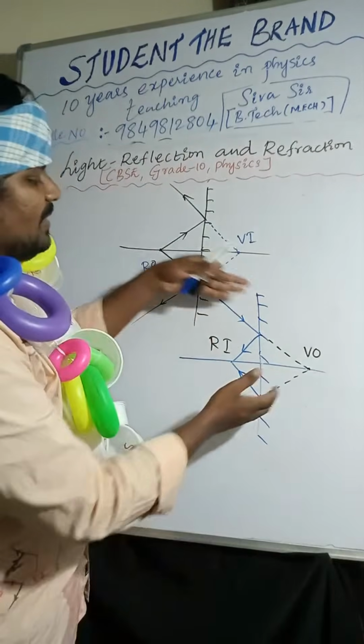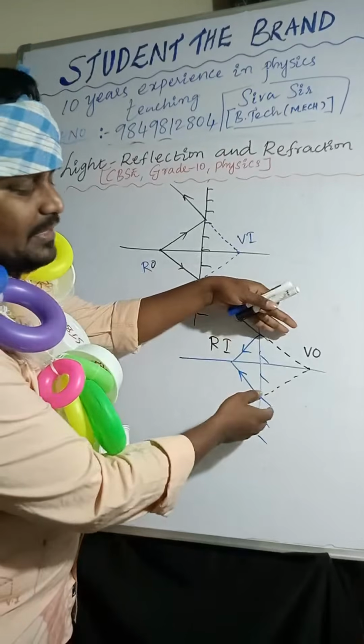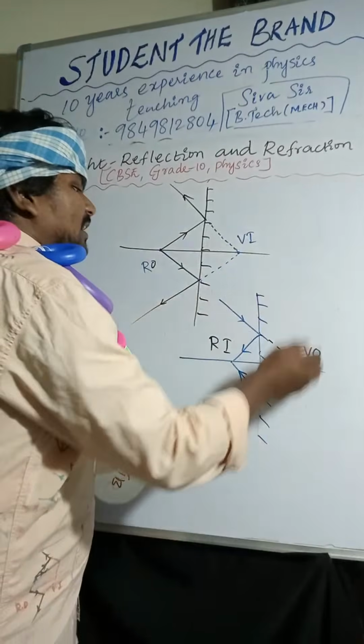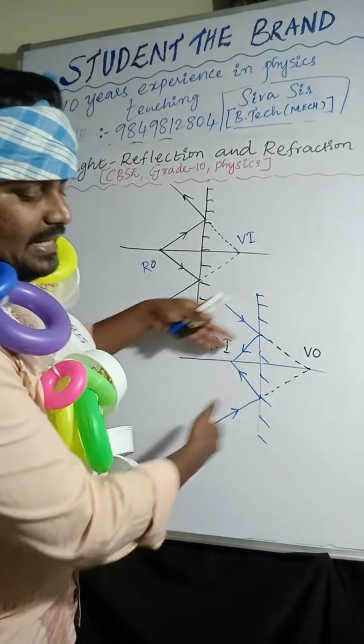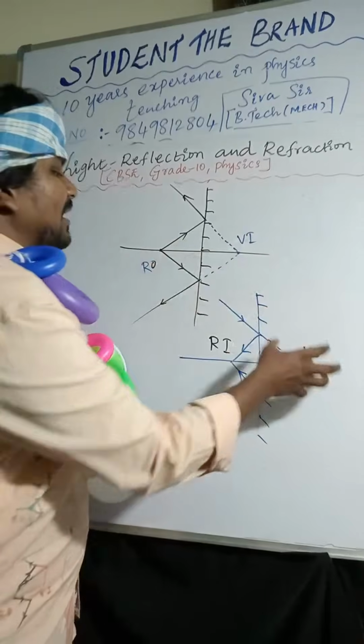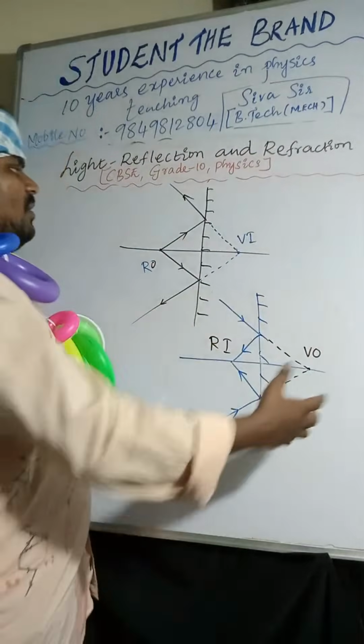We're extending the incident light rays. Their image is a virtual object. Extending incident light rays, that is a virtual object. Yes or no?